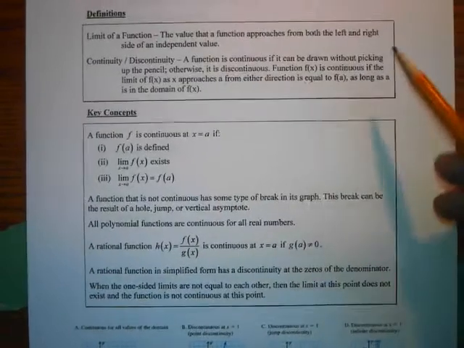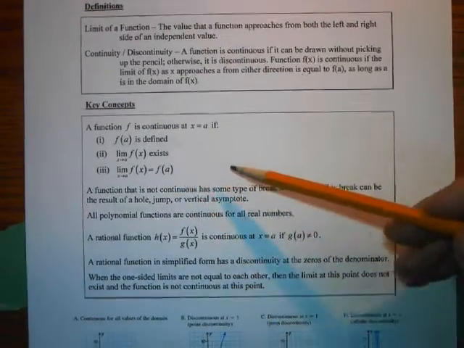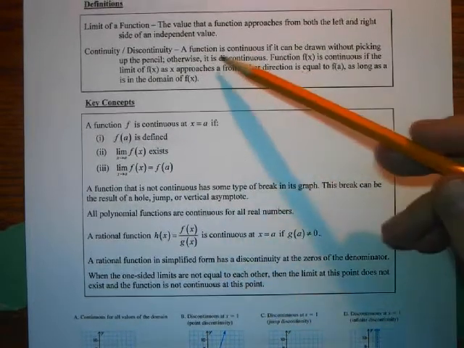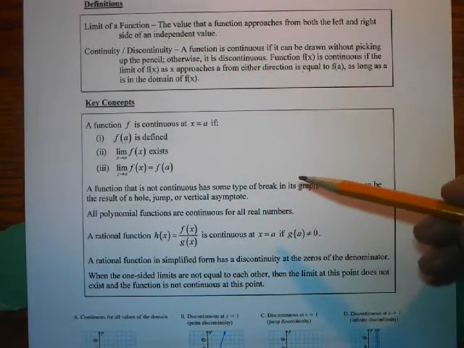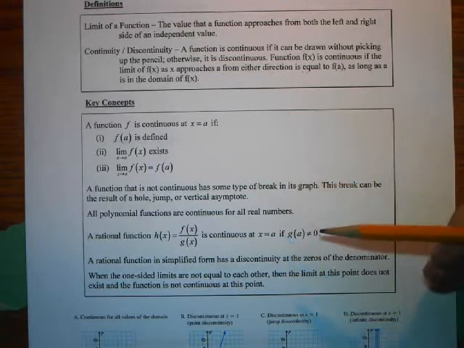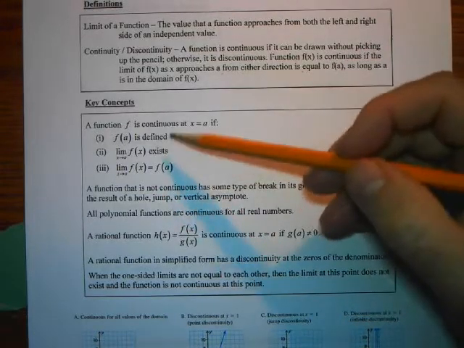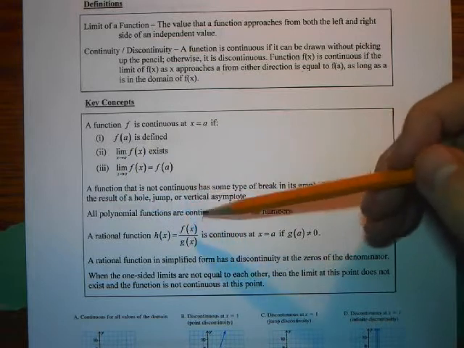I kind of like this definition because you know what you have to get and compare. Also the one about the pencil is a good quick way of determining. By looking at the graph, you can tell right away, did I have to pick up the pencil at that point and move it somewhere? If I didn't have to pick up the pencil, it's continuous. Otherwise, it's discontinuous. So this is a nice formal definition here.